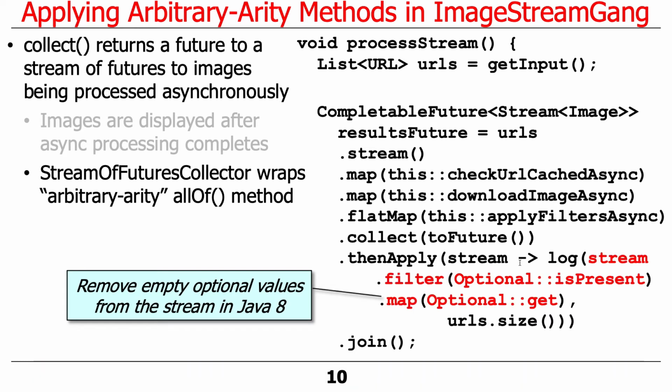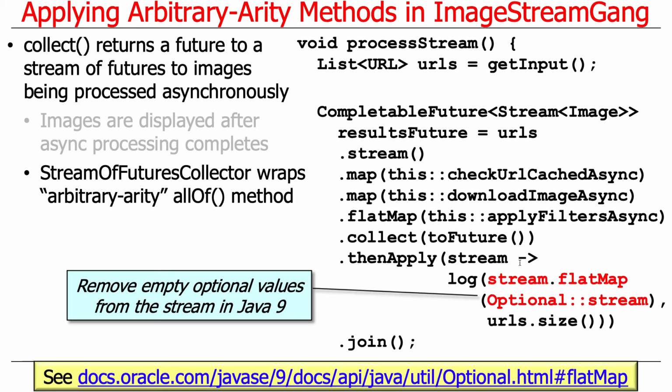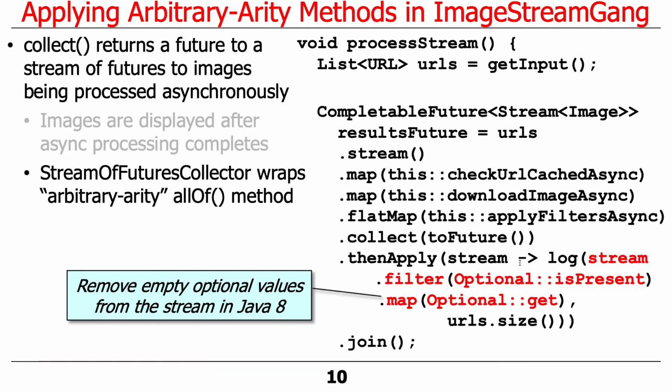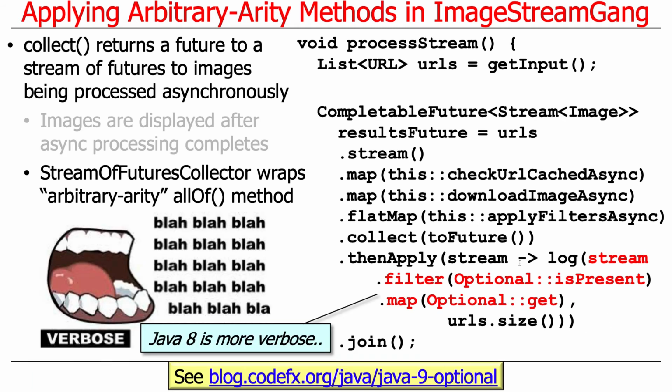If you don't have Java 9 and you have Java 8 only, then you have to use this more verbose approach where you filter for only optionals whose values are present, and then you go ahead and get the results of those things. So it's doable with Java 8, but Java 9 is a lot cleaner. Java 9 and beyond, obviously. Java 8 is more verbose. So if you have the benefit of these Optional features in Java 9 and beyond, use them.